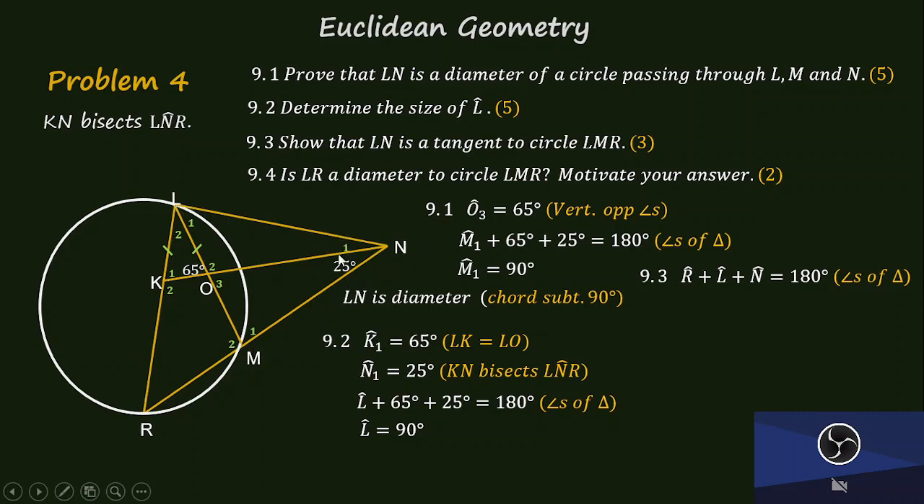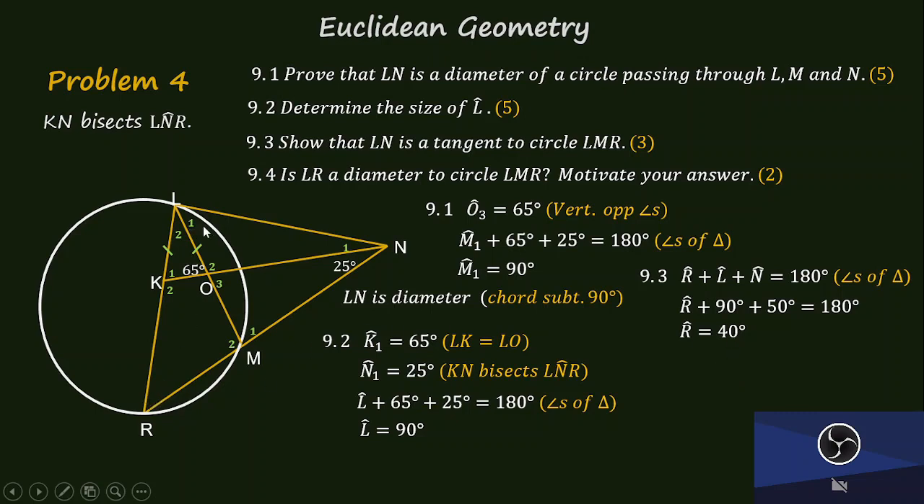This is 50. We have shown that N1 is 25 plus 25. This will be 50. We found the whole of L to be 90 degrees here. Therefore, we can find R in that case. We know that the sum of angles of a triangle add up to 180 degrees. Our L is 90 degrees. We have shown that. Our N is 50 degrees. Therefore, R will be 40 degrees. So we have found that R is 40 degrees.